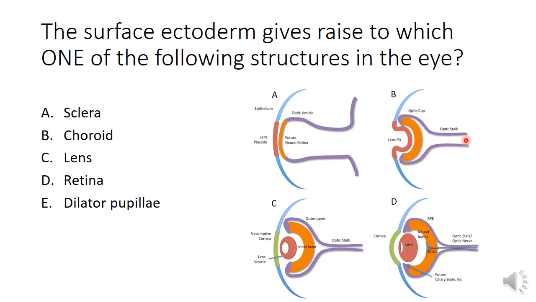The other parts are developed from the optic vesicle, whereas the lens is getting invaginated from the surface ectoderm. It gets invaginated and then it forms, it develops from the surface ectoderm. So the answer is lens.